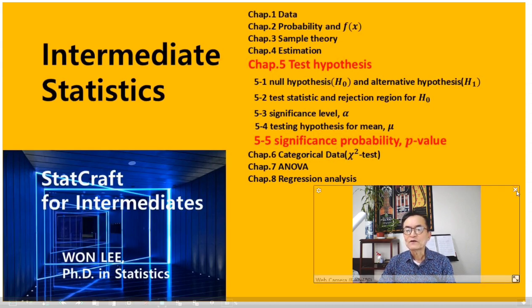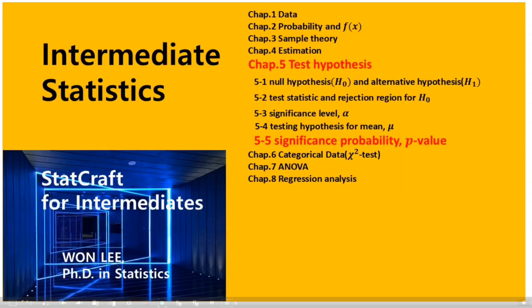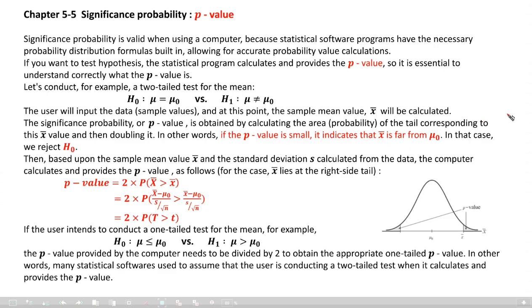Let's see anyway. First, what is significance probability? Significance probability, say p-value, is valid when using a computer to solve your problem because statistical software programs have the necessary probability distribution formula built in, allowing for accurate probability value calculation.